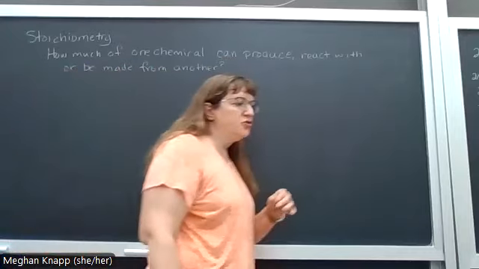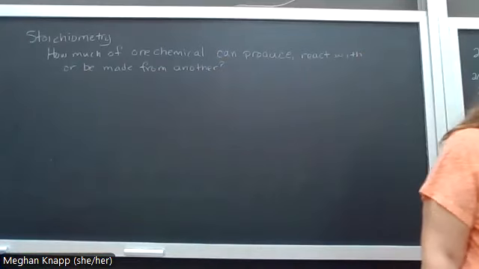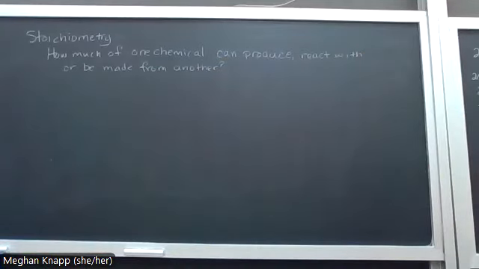Okay, so stoichiometry is basically looking at the question: how much of one chemical can I use to produce another chemical, or how much can I react with another chemical, or how much of it do I need in order to make it from another chemical? So going in all the different directions. That sounds a little bit complicated, but we like to think of this in terms of a recipe.